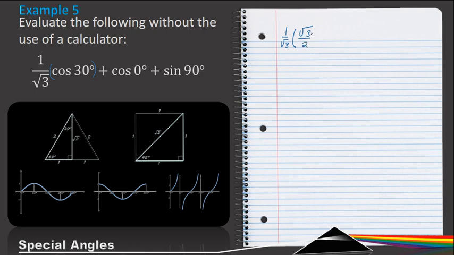plus, now cos 0, so for 0 and 90 I use my graphs. So cos of 0, this is my cos graph, and at 0 degrees it's equal to 1, so that's just plus 1. And then sine 90, this is my sine graph, at 90 degrees it's also equal to 1, so that's plus 1. All right, now we can just add these. So this and this will cancel, and then I have a half plus 2. If I want to add the fraction, this 2 becomes 4/2, and this is then just 5/2.